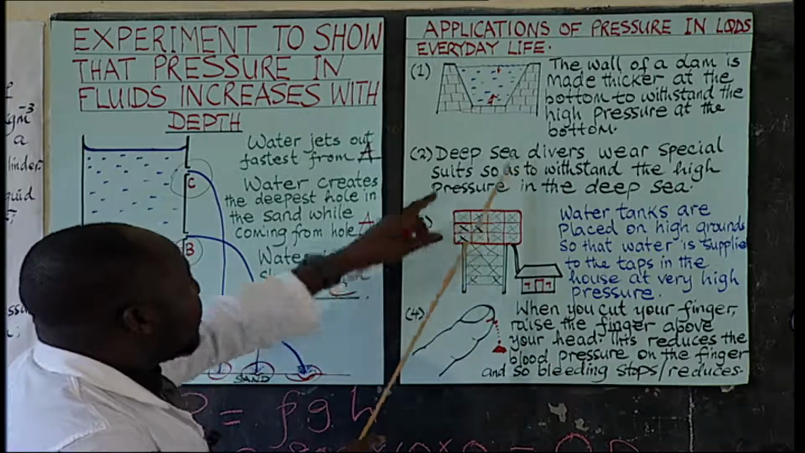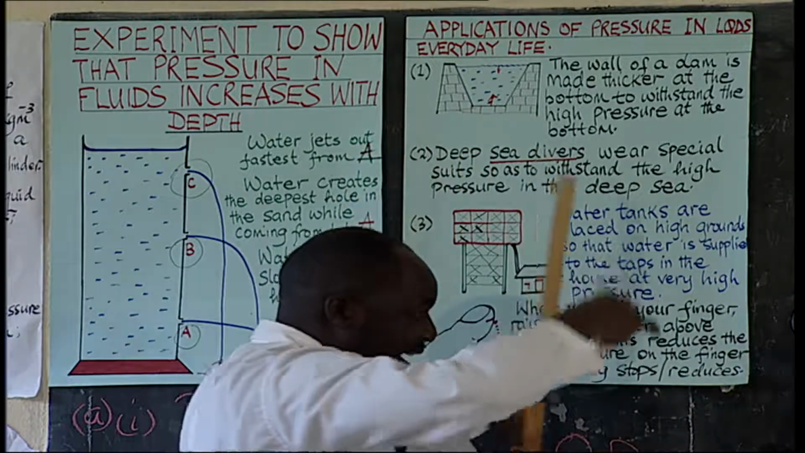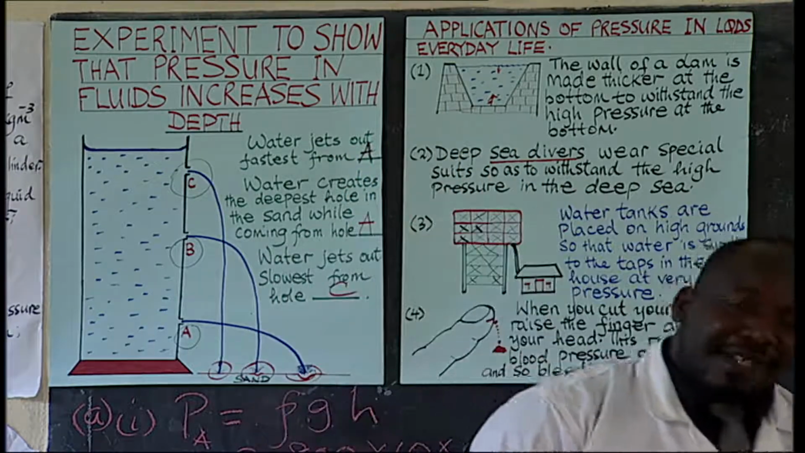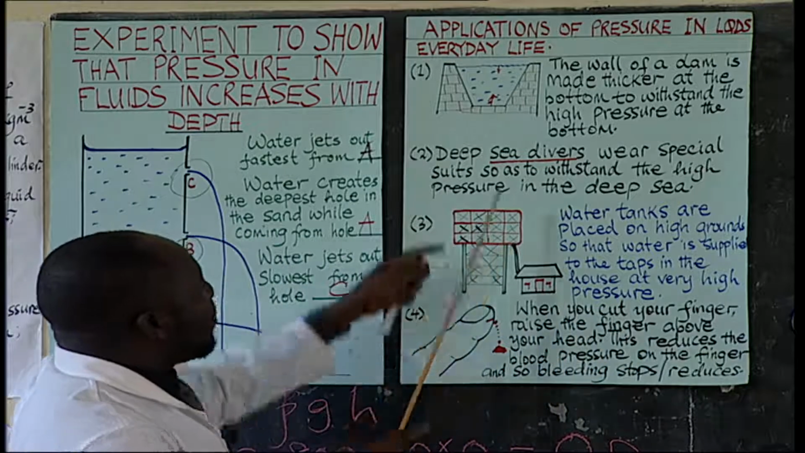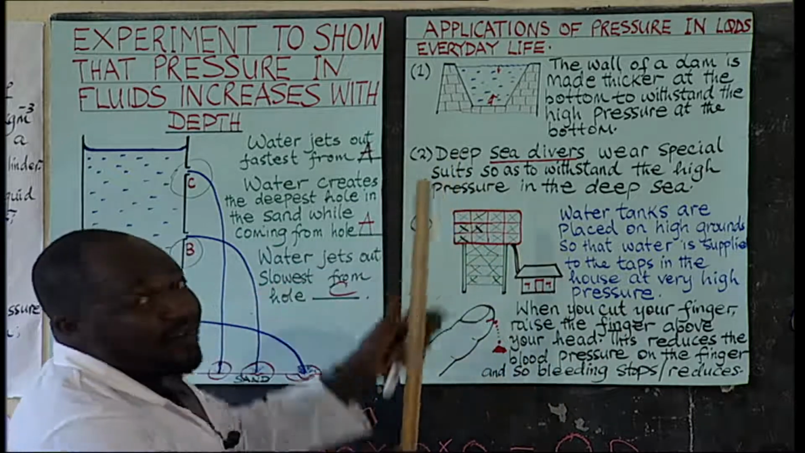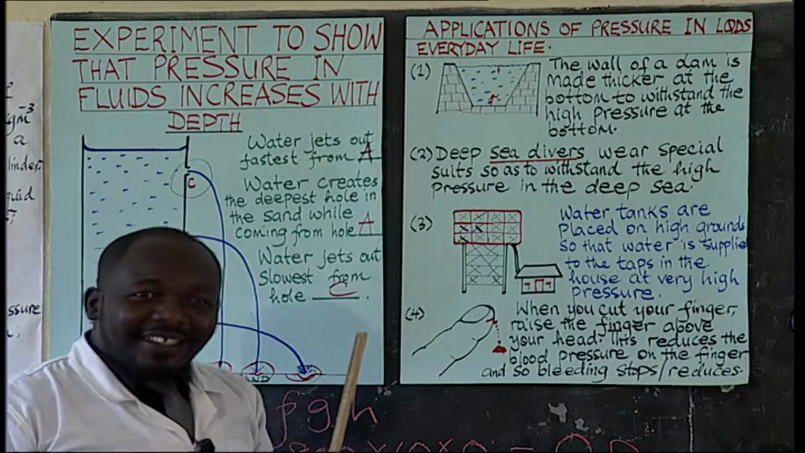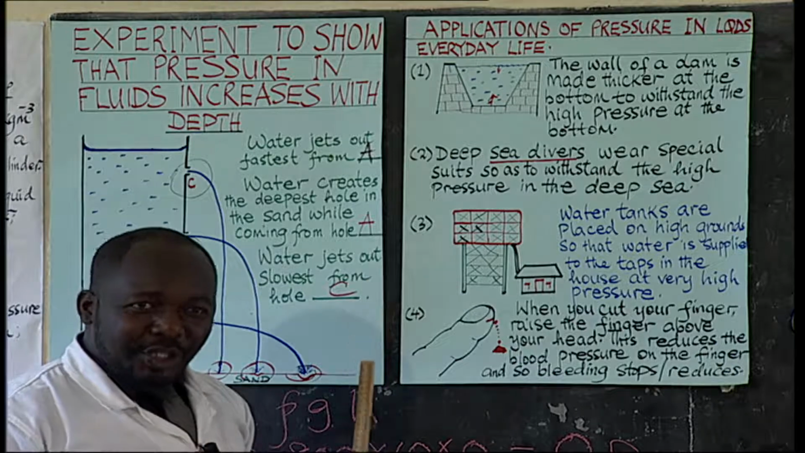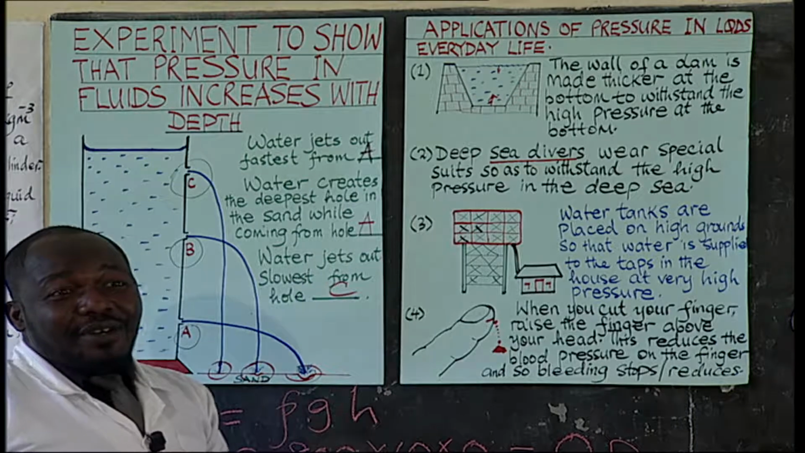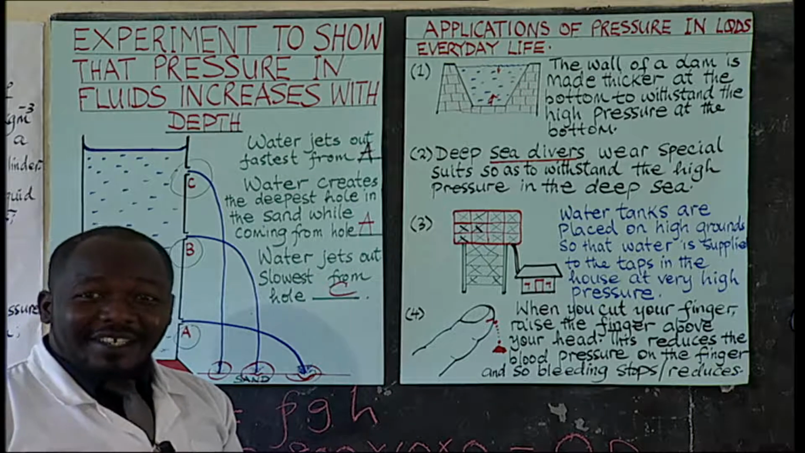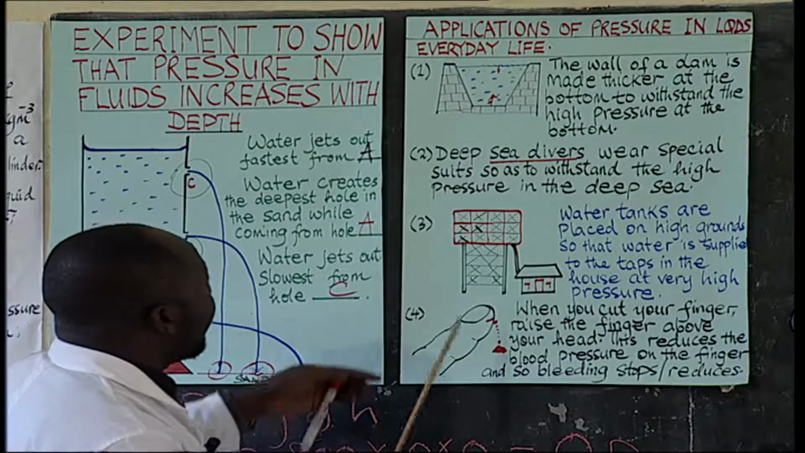Two, deep sea divers. These are people who dive, they enter deep into the sea, sometimes to do some studies in the sea. They wear special suits which are made of reinforced aluminum so as to withstand the extreme pressure found at the bottom of the sea, because the sea can be so deep. A sea can be even 50 meters deep, 80 meters deep. You can imagine what pressure will be found at the bottom.